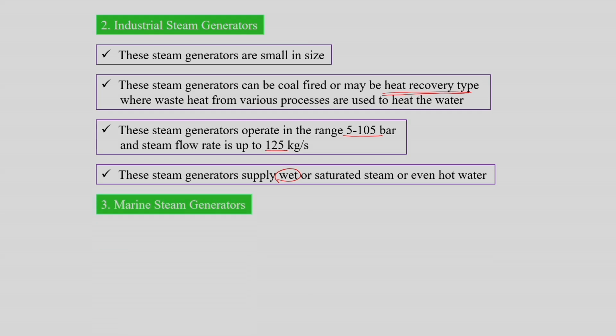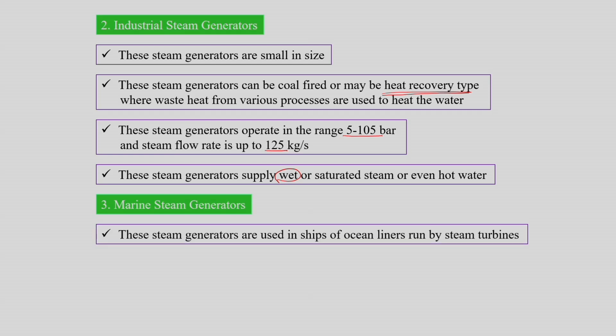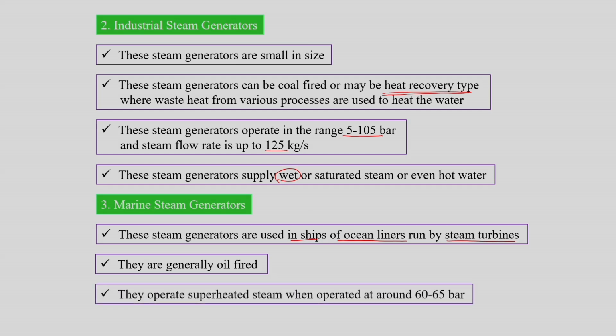Then we have marine steam generators. These marine steam generators are mainly used in ships or ocean liners, where the steam turbines basically drive the ship. Generally they are oil fired, and they may operate with superheated steam at pressures of 60 to 65 bar.